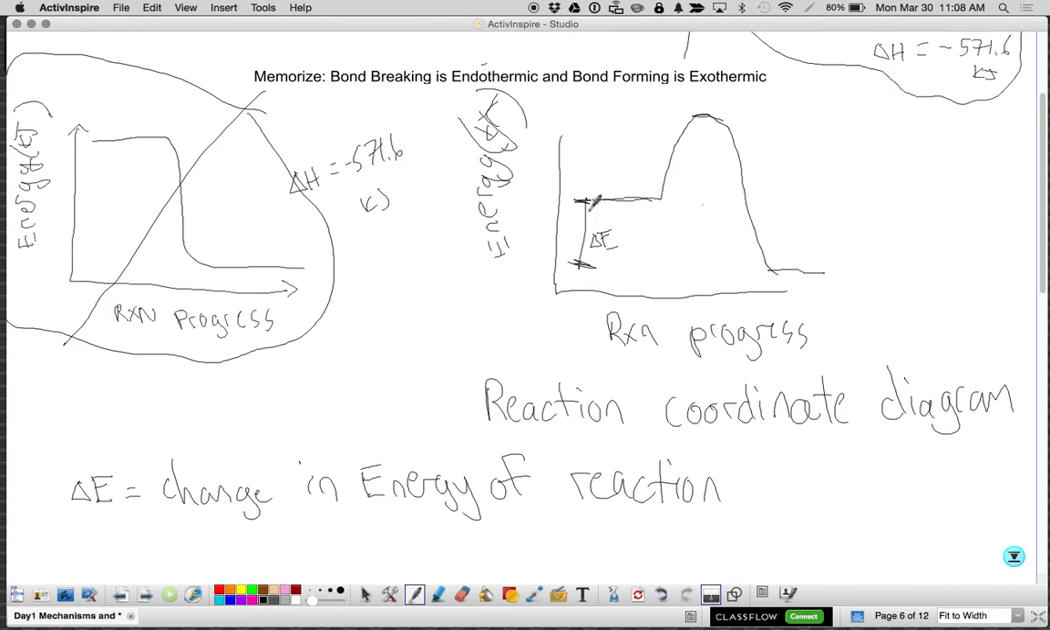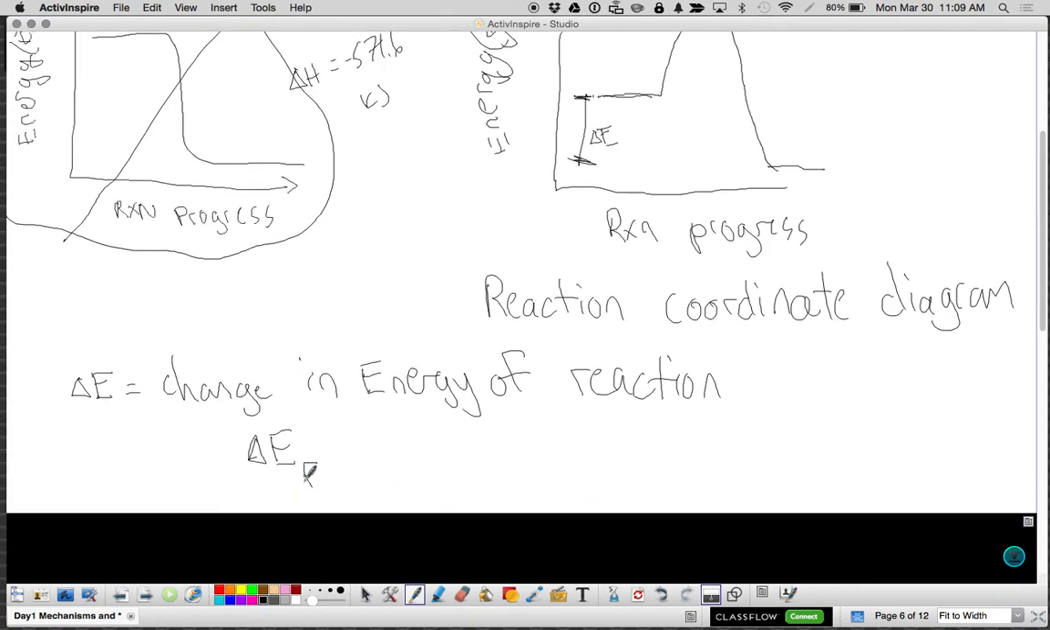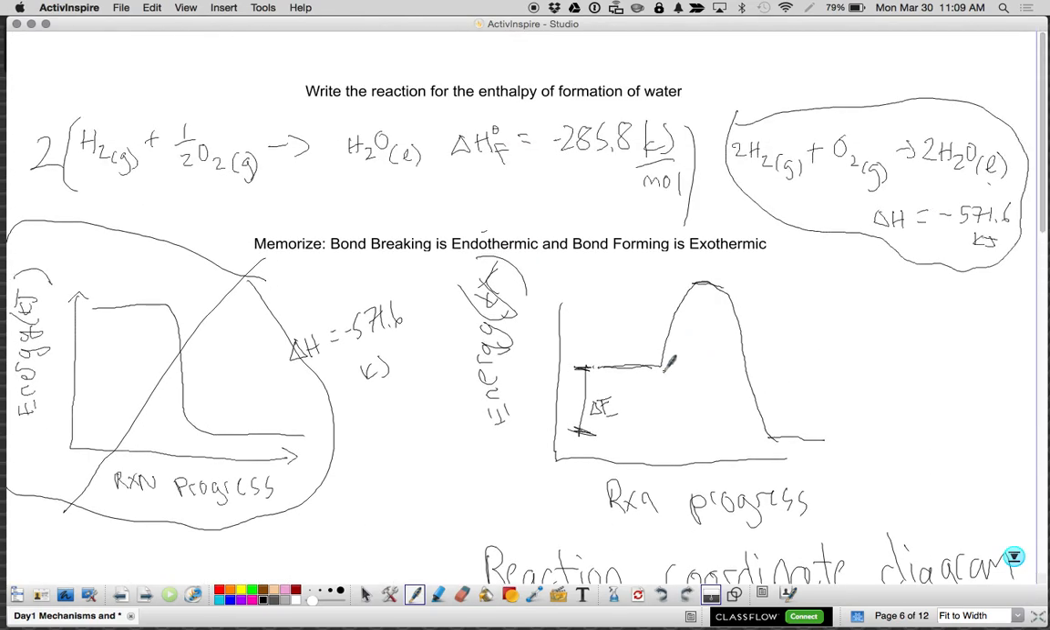Now keep in mind I could have delta E forward and I can have delta E reverse. Hopefully you realize that delta E forward just equals negative delta E reverse. So if this is an exothermic process, delta E forward would lose energy, and delta E reverse would be an endothermic process. It would have to gain energy.